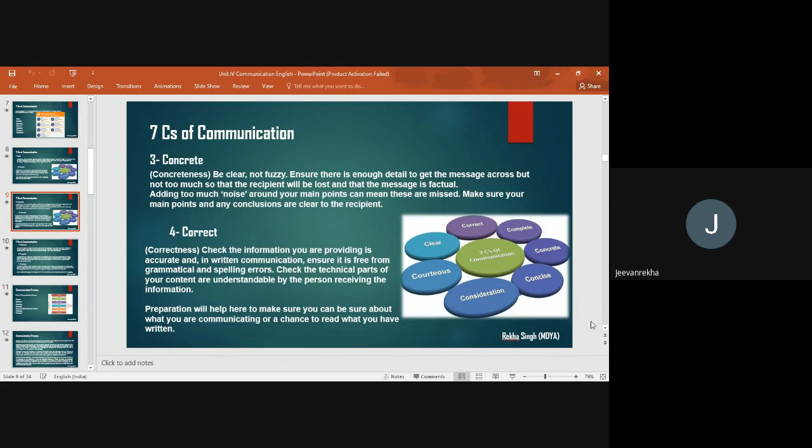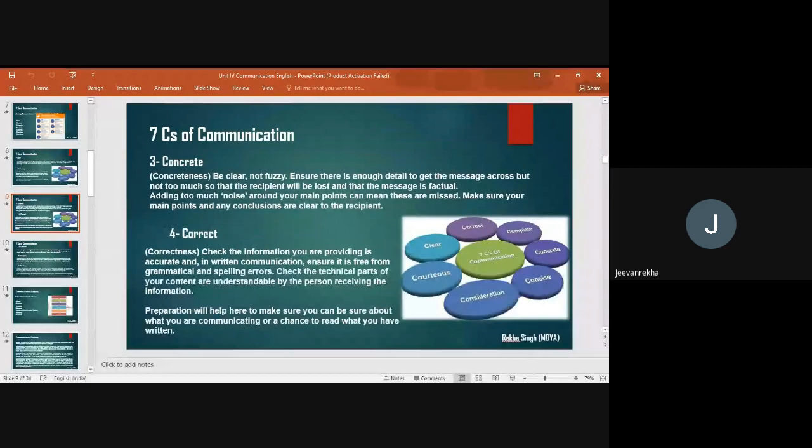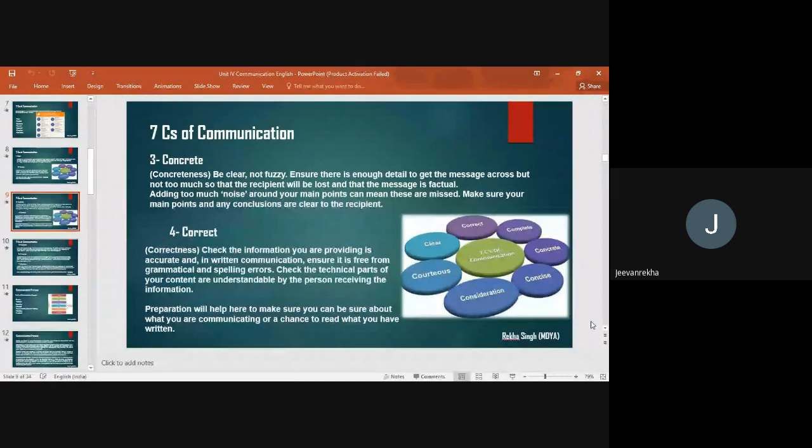Okay, now correctness. Check that the information you are providing is accurate. Written communication is very important and it shows your personality. If you are in a writing process, it should be very professional, and if you are writing a personal letter, it should sound polite and give a clear message to him or her. Check that the information you are providing is accurate, and in written communication, ensure it is free from grammatical and spelling errors.